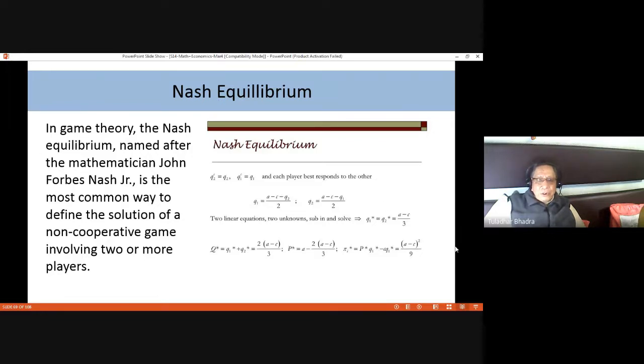In game theory, the Nash equilibrium, named after the mathematician John Nash, is the most common way to define the solution of a non-cooperative game involving two or more players. Yes, this is very interesting.